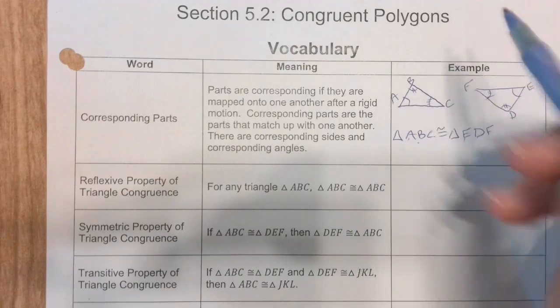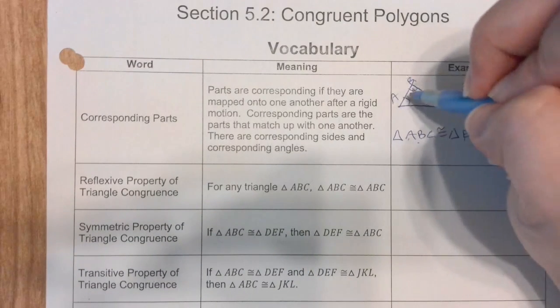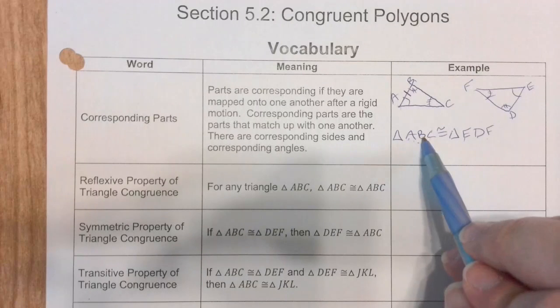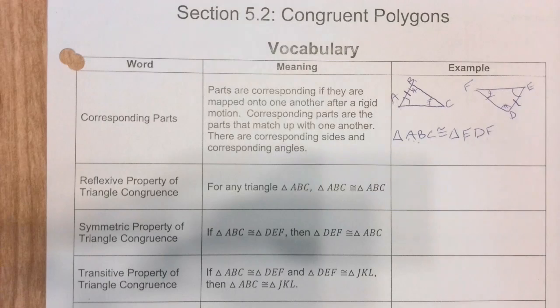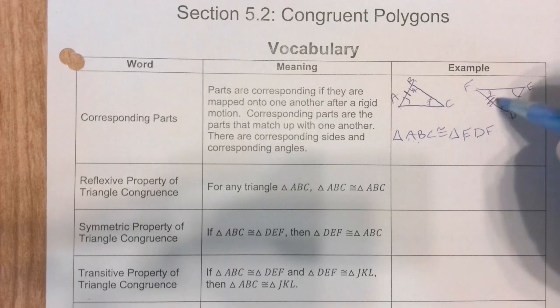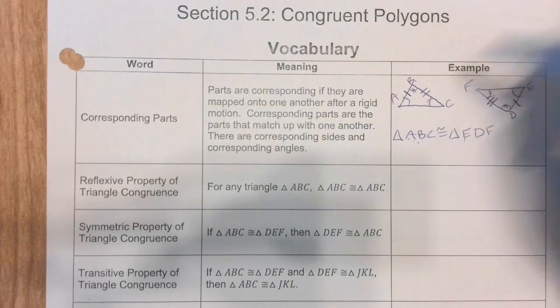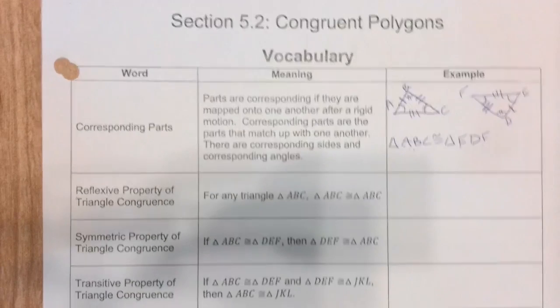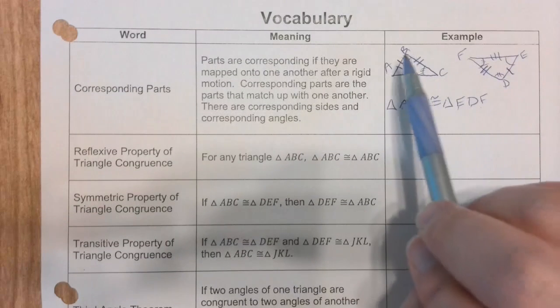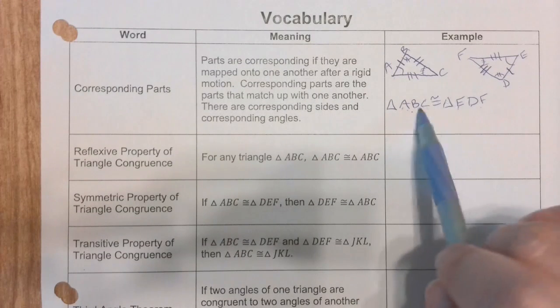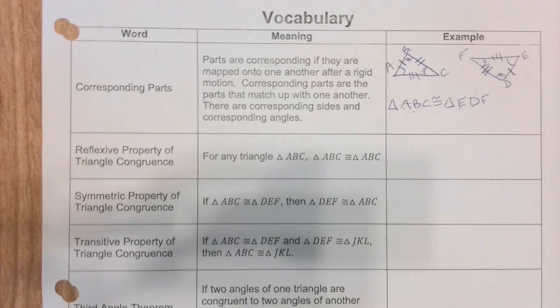Then also we know that side AB corresponds to ED. DF and BC correspond, and AC and EF correspond. Those are the ones that go together. They match up both in the picture, in the congruencies, and in the congruency statement.